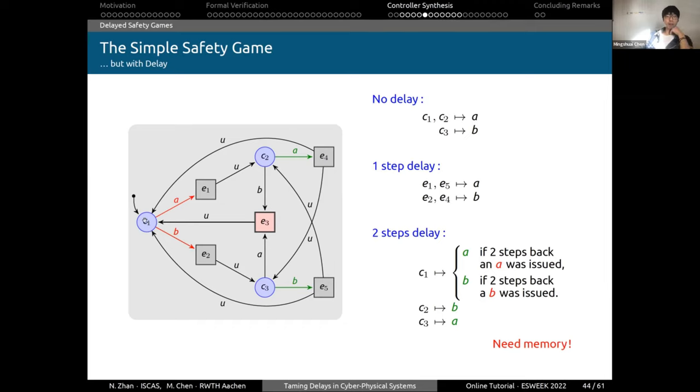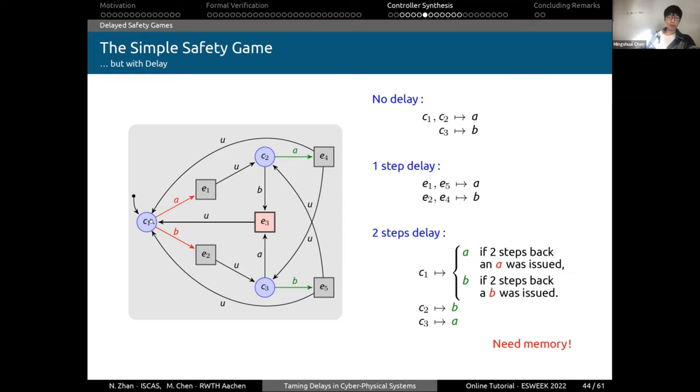Now, we know that from C2, we can only take action A, right? Because B goes to E3. Now let's look at what this strategy says here. So now we annotate C1 with the case distinction of the strategy. For example, we annotate C1 with A. That means two steps later, I will take an A, okay?